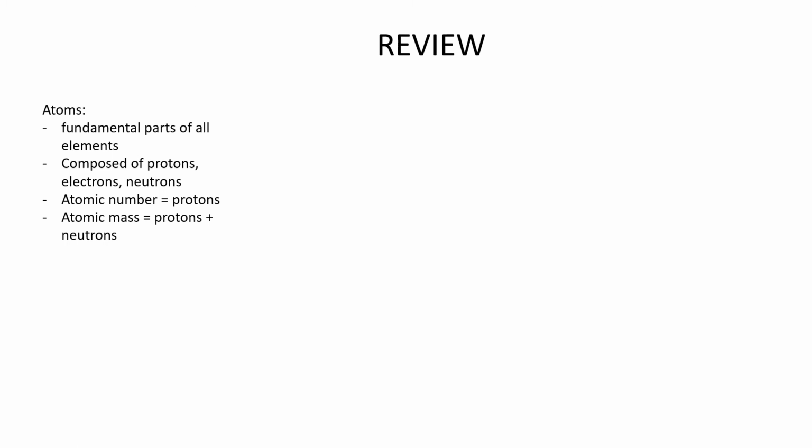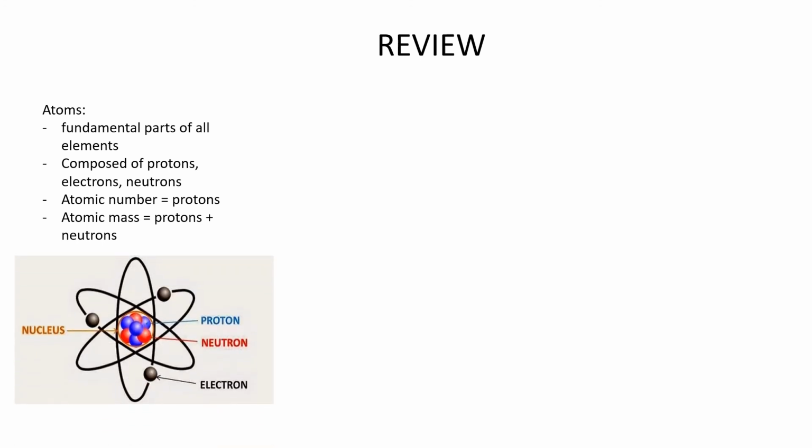Okay, so let's review what we've learned in this video. So we have atoms, which are fundamental parts of all matter and make up all elements. And they're composed of protons, which are positively charged, neutrons, which are neutrally charged, and electrons, which are negatively charged. So protons also equal the atomic number, and the atomic mass is the number of protons plus the number of neutrons.